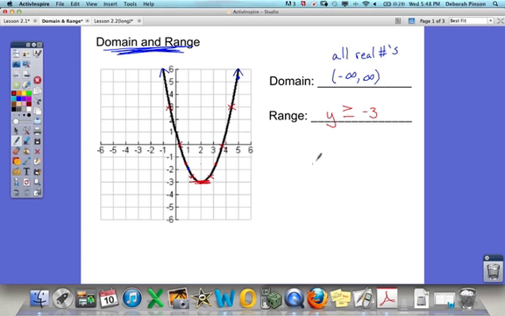Okay, now here's the thing with domain and range. It takes a little while to get your mind around it because you have to think about what's happening to this graph as it continues on. So it is a little bit hard to get your mind around. So if you feel like that, don't be too surprised. It's kind of normal. It takes a little bit of time to get used to.